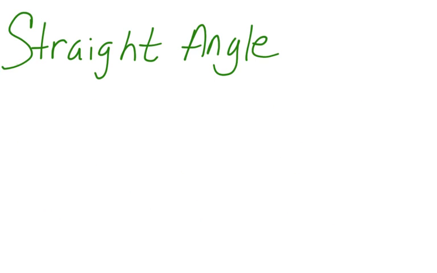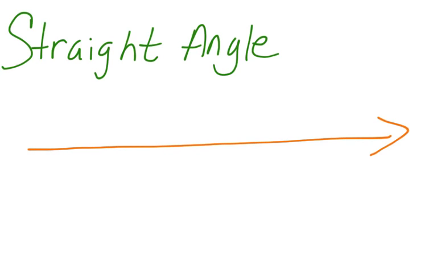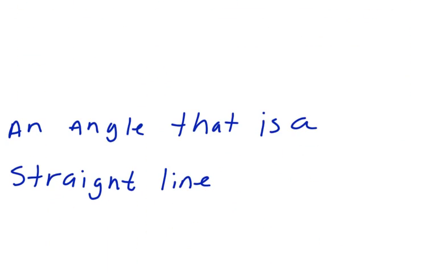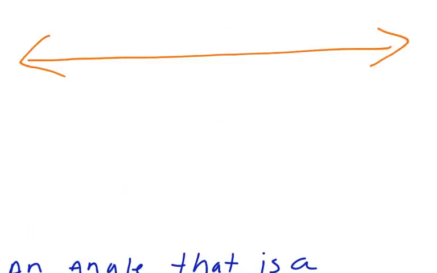Now let's talk about a straight angle. A straight angle is pretty much a straight line. And that's what it is. It's an angle that is a straight line.